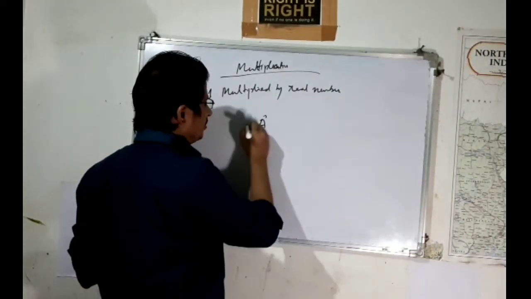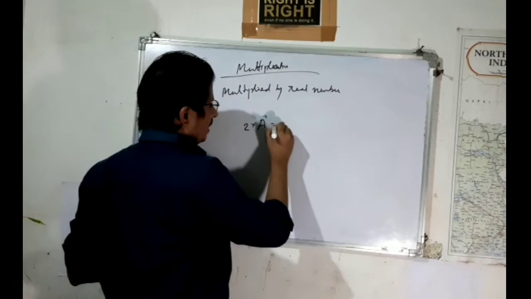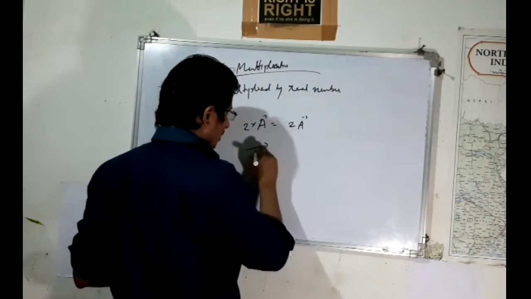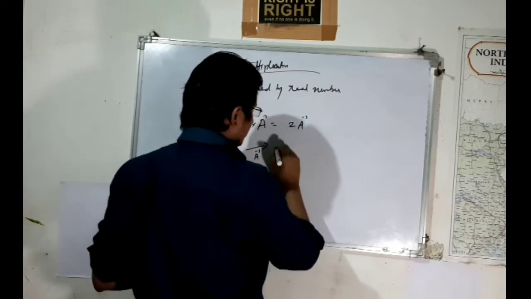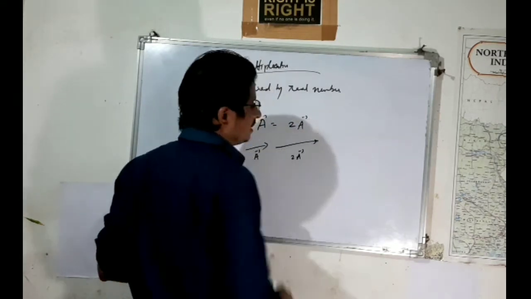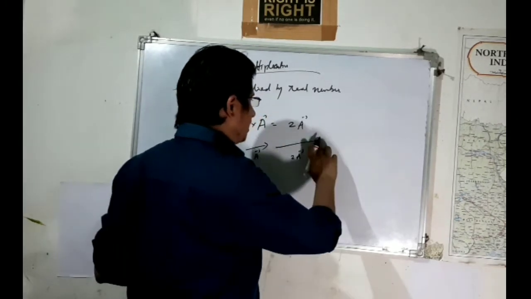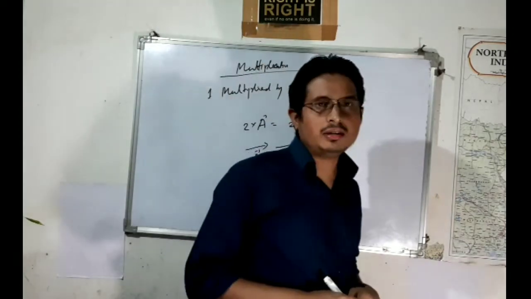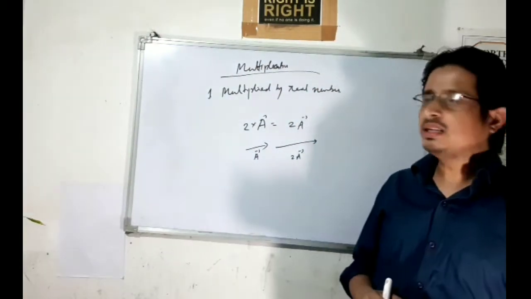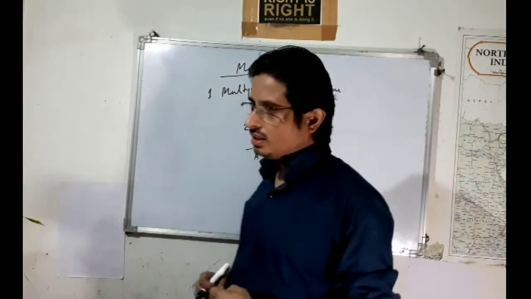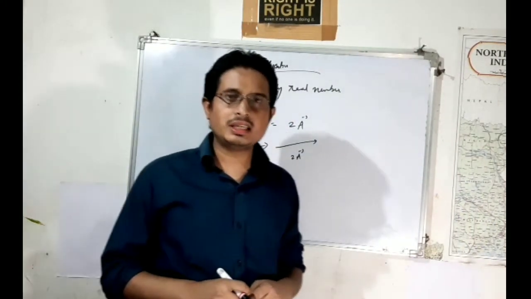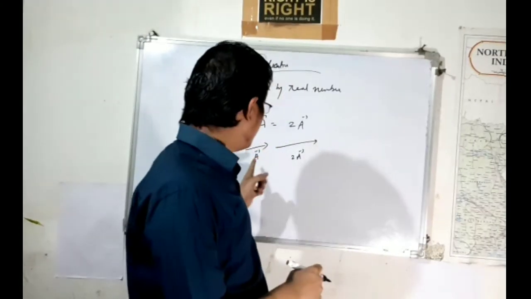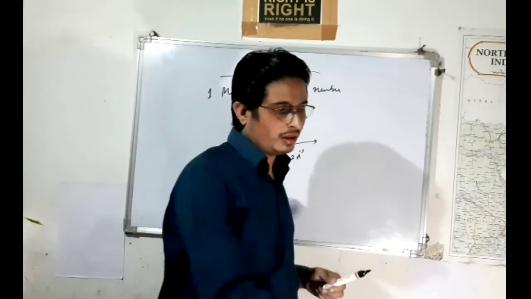If we multiply a vector by a positive real number, say 2 times vector A, then it is twice A. That means if the original vector is A, after multiplication by 2, the vector's length will increase, but its direction remains the same. Therefore, if we multiply a vector by a positive real number, its direction remains unchanged, but the magnitude changes by the factor. Factor means the number which I have multiplied with that vector.